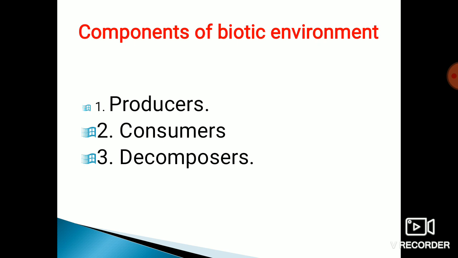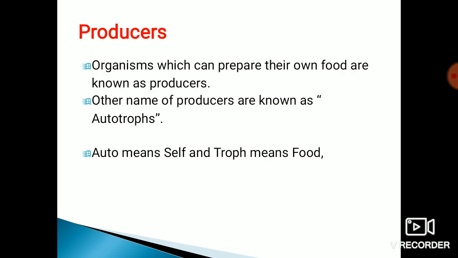Components of biotic environment. There are three components: producers, consumers, and decomposers. Producers. Organisms which can prepare their own food are known as producers. Other name of producers: autotrophs. Auto means self and trop means food. These organisms can prepare their own food without the help of another individual. Examples are all green plants.